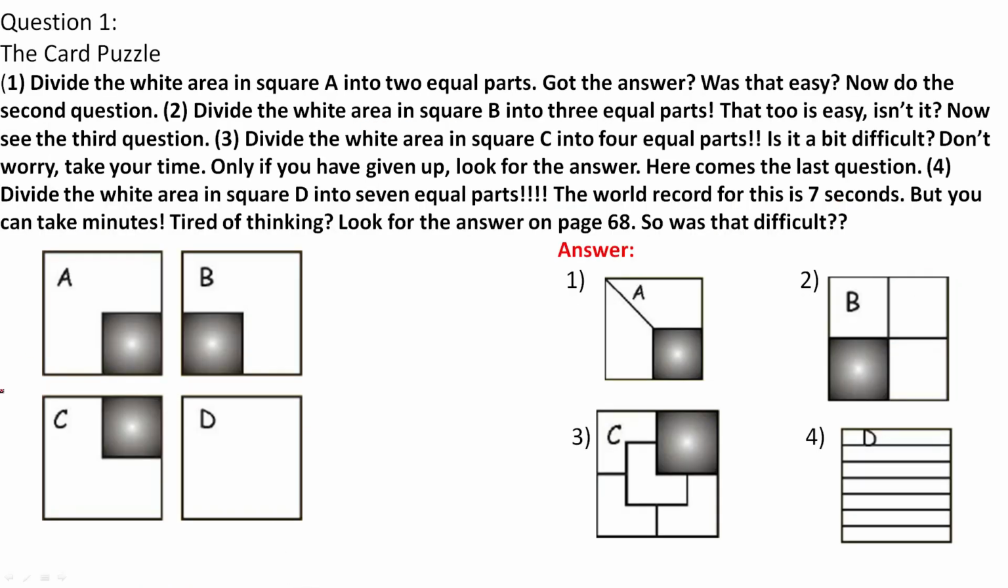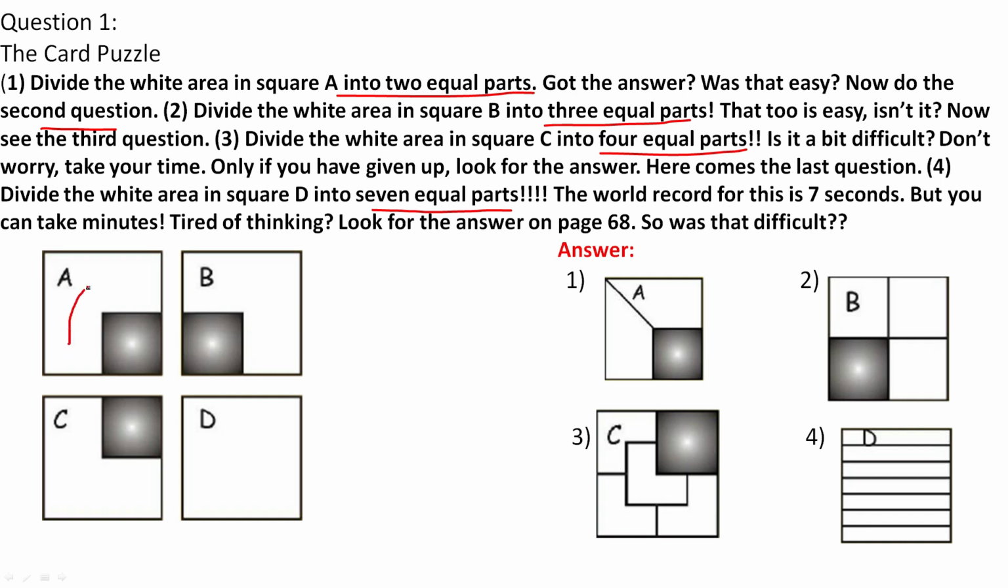The card game puzzle. Divide the white area in square A into 2 equal parts. Now do the second question. Divide the white area in square B into 3 equal parts, C into 4 equal parts, and D into 7 equal parts. Okay. Now part A, we are going to divide the white part.